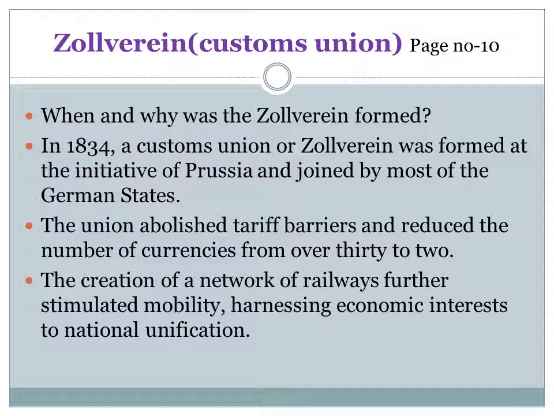Now, Zollverein. When and why was the Zollverein formed? In 1834, a customs union or Zollverein was formed at the initiative of Prussia and joined by most of the German states. The union abolished tariff barriers and reduced the number of currencies from 30 to 2. The creation of a network of railways further stimulated mobility, harnessing economic interests for national unification.